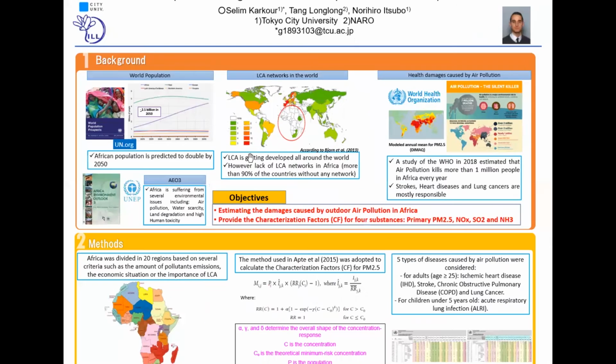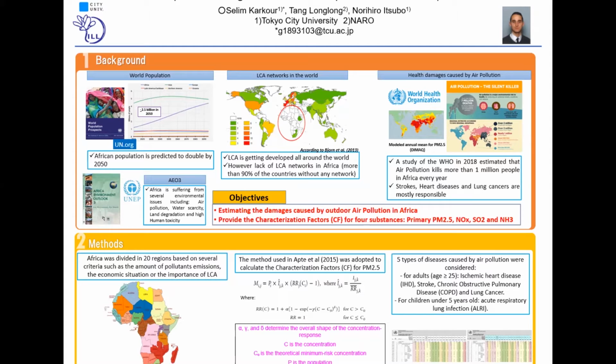So why did we decide to do that research? It is because the African population is predicted to double by 2050, and the region is already experiencing several environmental problems such as water scarcity, land degradation, and high human toxicity. At the same time, the number of life cycle assessment networks in Africa is really limited.